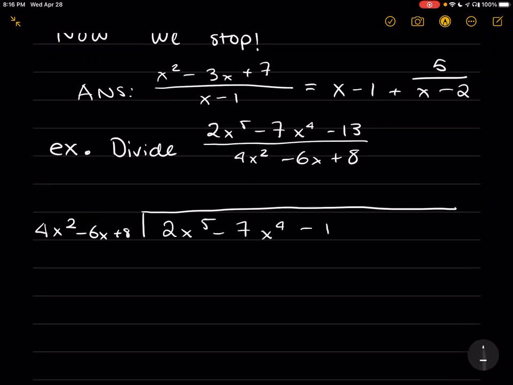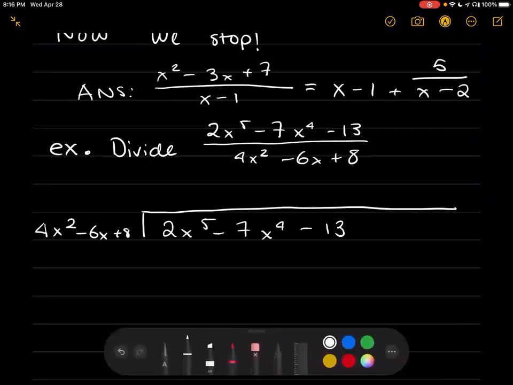Oh, sorry, I almost made a dumb mistake. So when you're writing down the dividend here, if you're missing powers of x, so see how it goes from x to the 5th to x to the 4th, and there's no x to the 3rd, 2nd, or x, we're going to fill in those missing spots with a plus 0 times x to the 3rd, plus 0 times x to the 2nd, plus 0 times x, minus 13.